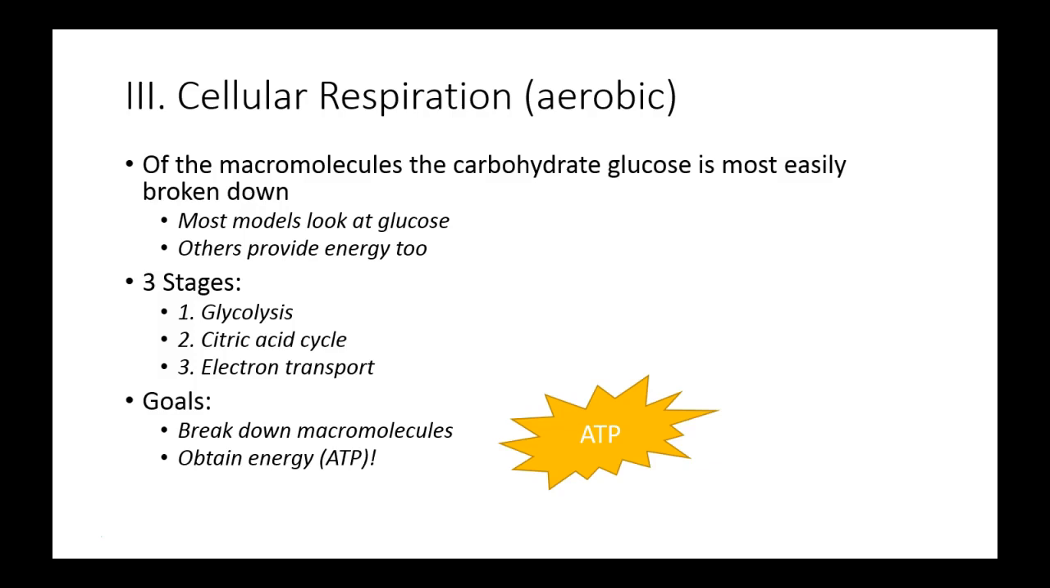And so when we look at the macromolecules, our lipids, carbohydrates, proteins, nucleic acids, the carbohydrate glucose, like I mentioned before, is most easily broken down. It's easiest to obtain energy from that. And so most of the models that we look at use glucose. You could get energy from other molecules too, but we use that as our primary example.